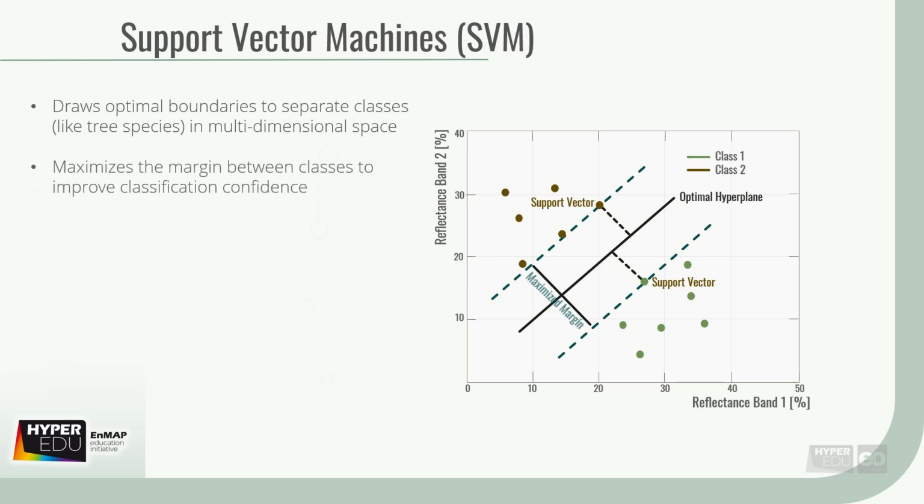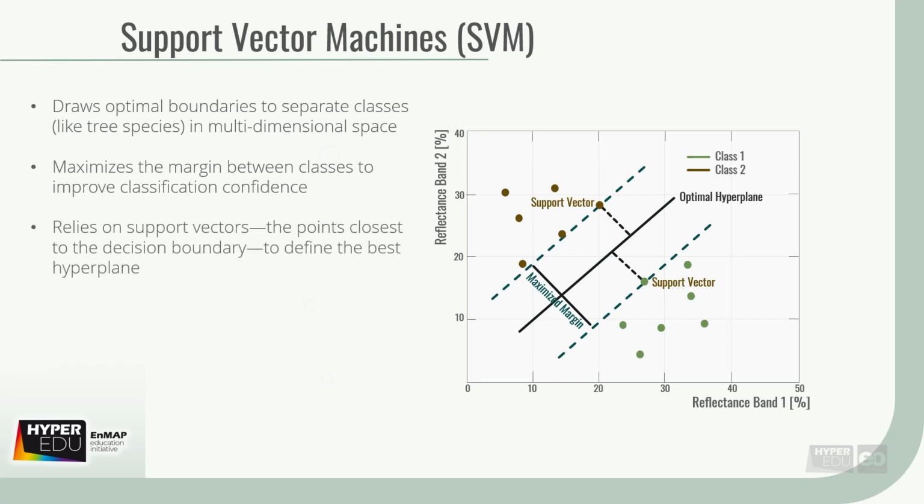There could be many ways to draw this line or plane, but SVM doesn't just settle for any random one. It picks the best hyperplane, the one that creates the biggest gap, called the margin, between the tree species. Why? Because a bigger margin means we have more confidence that future points will be classified correctly. The points closest to the boundary, those that are actually touching the margin, are called support vectors, and they're key to determining the best separating hyperplane.